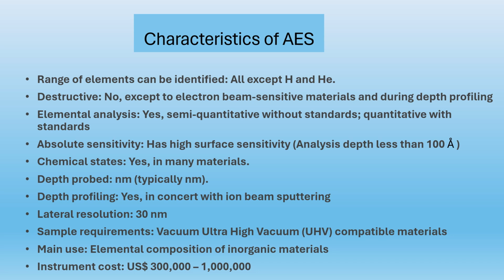Now we will see what the characteristics of this technique are. This technique can be used to identify a range of elements except for hydrogen and helium. This is due to the fact that hydrogen and helium have only two electrons, but the Auger electron process is a three electron process. So hydrogen and helium can't be identified.